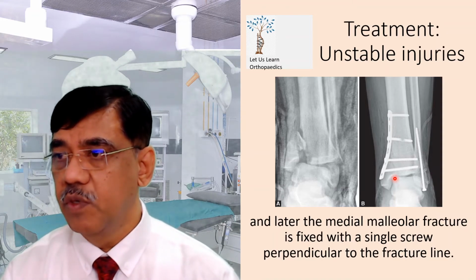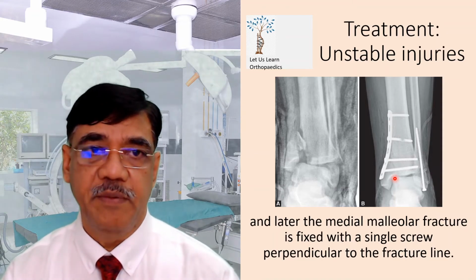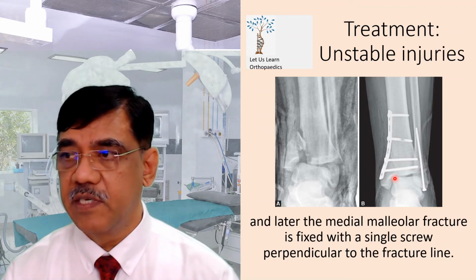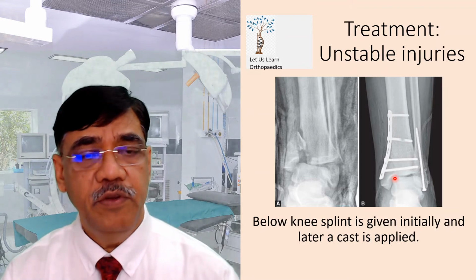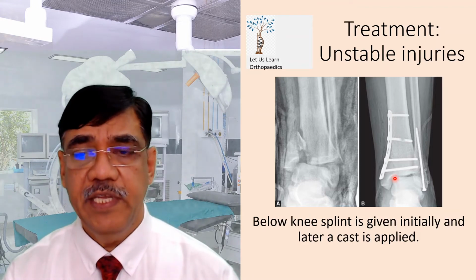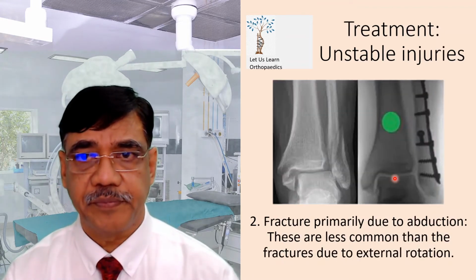The medial malleolar fracture, being a vertical type of fracture, was treated with a buttress plate. A below knee splint is given initially and later a cast is applied.